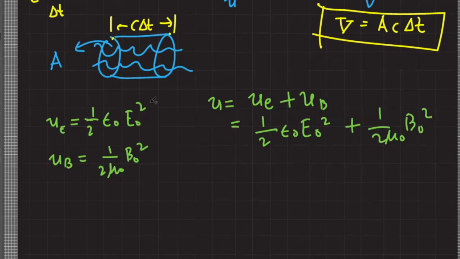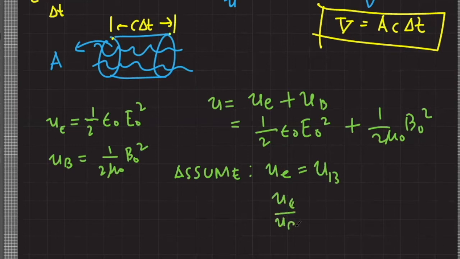Let's assume that the presence of the energy density of magnetic field is equal to the amount of the energy presence of this energy density U sub E. So we have this wild assumption that U sub E is equal to U sub B. So if I try to divide both sides, I'll end up with... Now this is a very wild assumption since electric field energy density and magnetic field energy density are not always equal, but this will greatly simplify our expressions later.